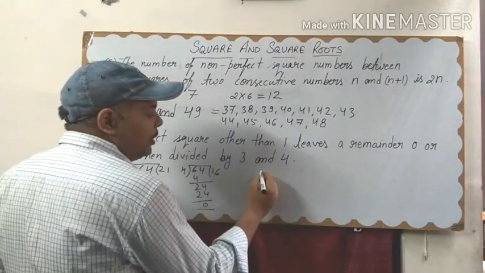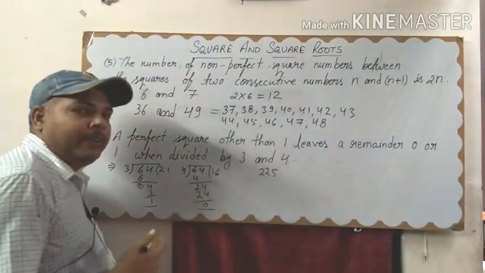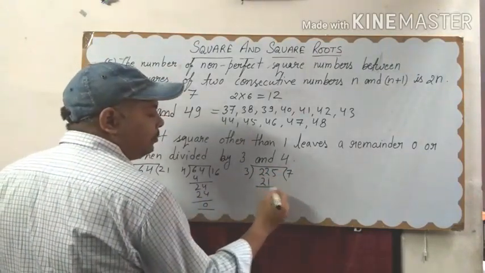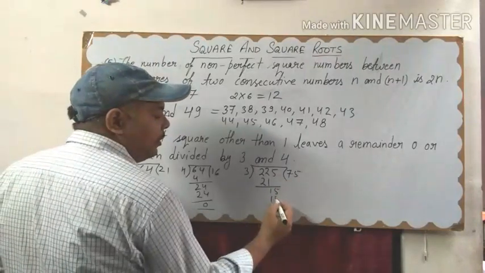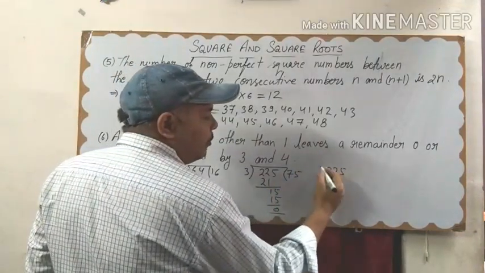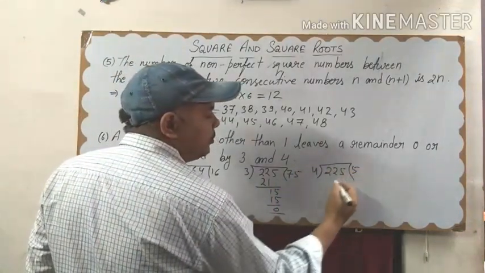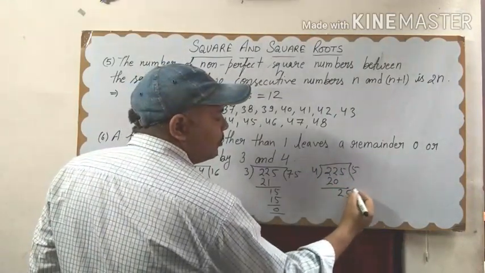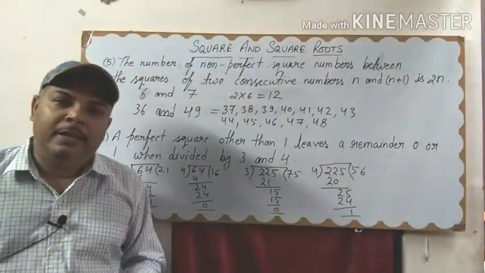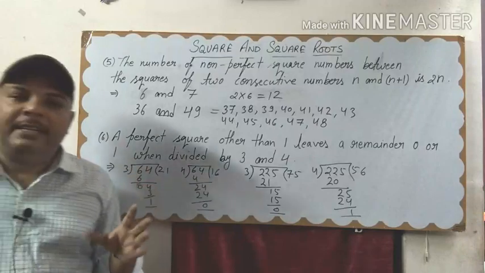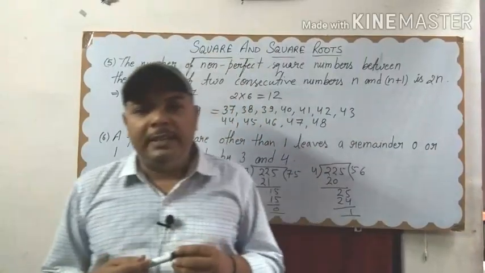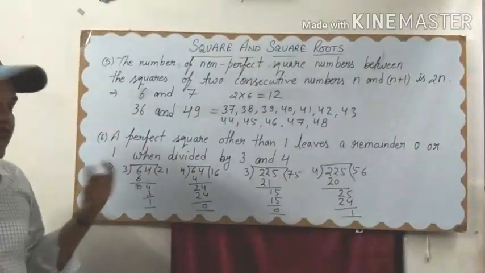Let's take another example. Suppose 225, which is a perfect square number, is divided by 3: 3 7s are 21 and 3 5s are 15. The remainder comes 0. And when you divide this number by 4, what remainder comes? 1. Clear? So in this property we have understood that if we divide a perfect square number by 3 or 4, we always get 0 or 1 as a remainder.